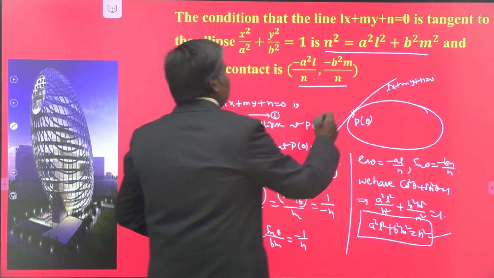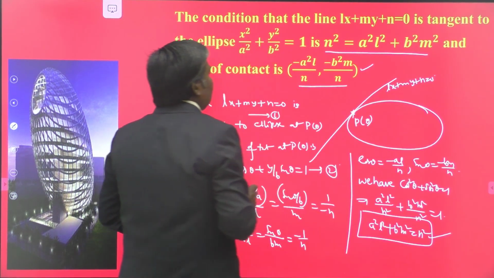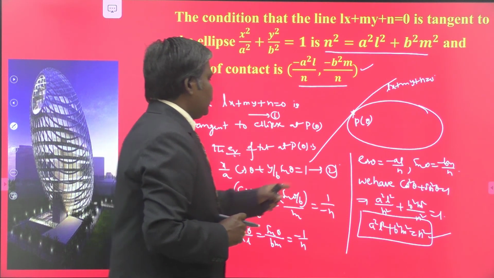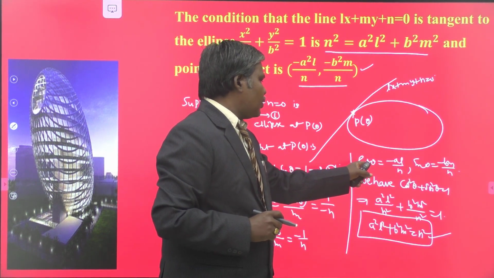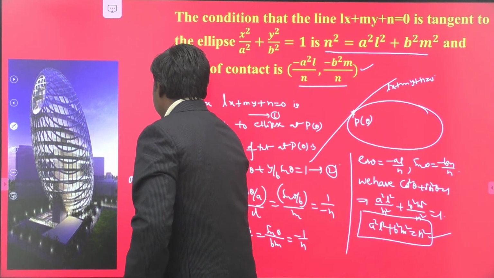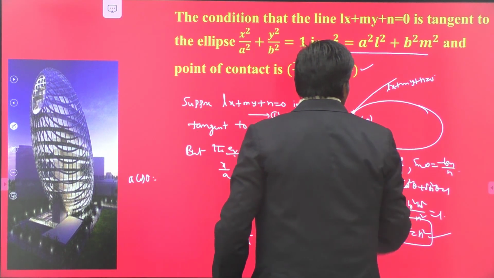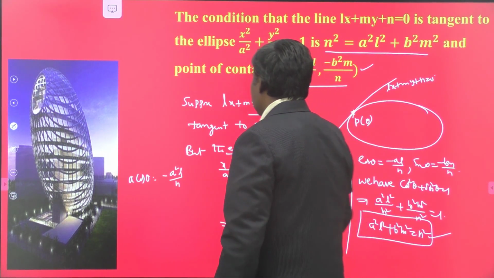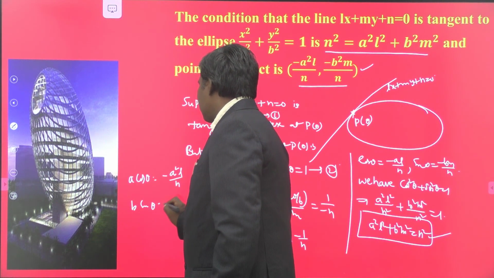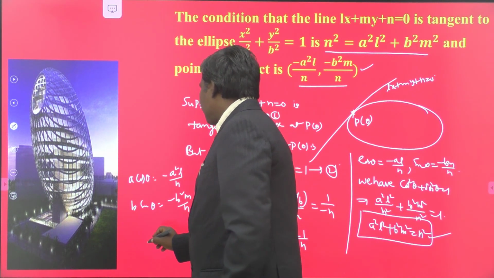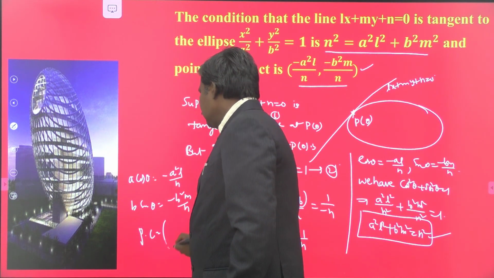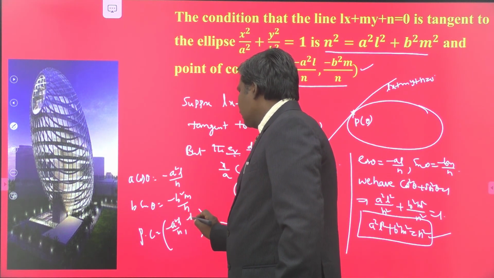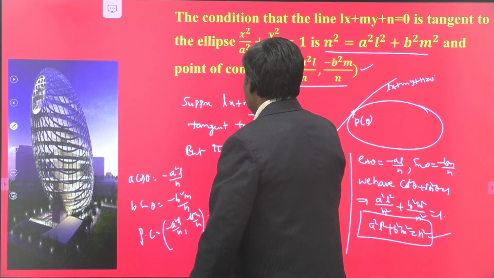And moreover, you have to find the point of contact. This is the point of contact: (-a²l/n, -b²m/n). So what is the point? (a cos θ, b sin θ). We already have cos θ. What is a cos θ? a cos θ = -a²l/n. What is b sin θ? b sin θ = -b²m/n. So the point of contact is (-a²l/n, -b²m/n). This is my point of contact.